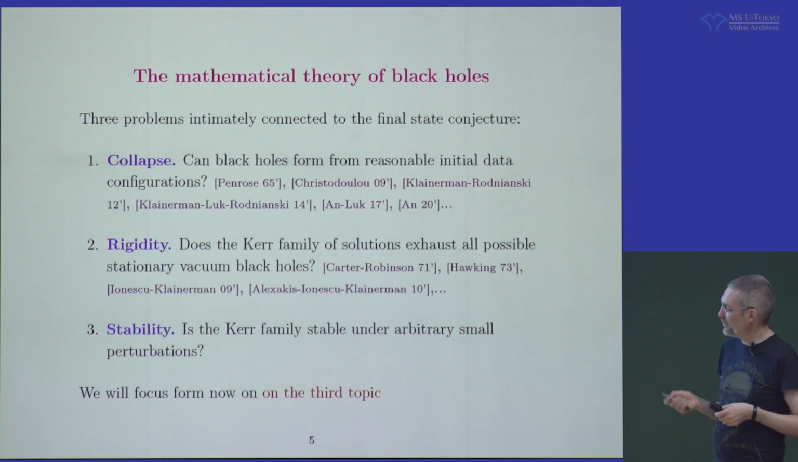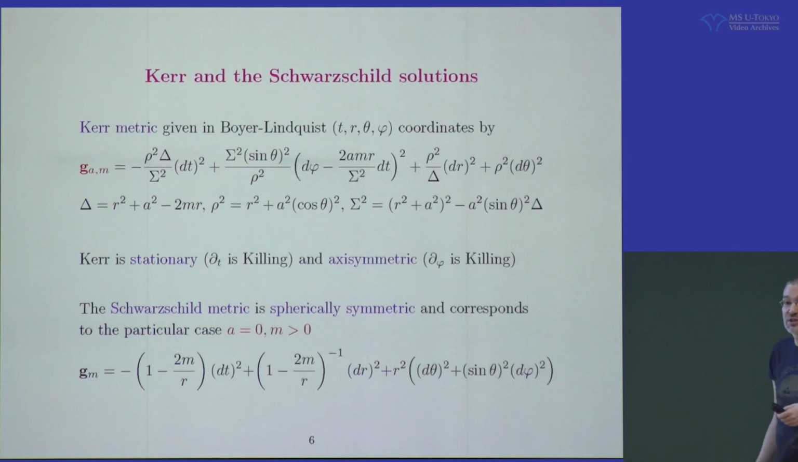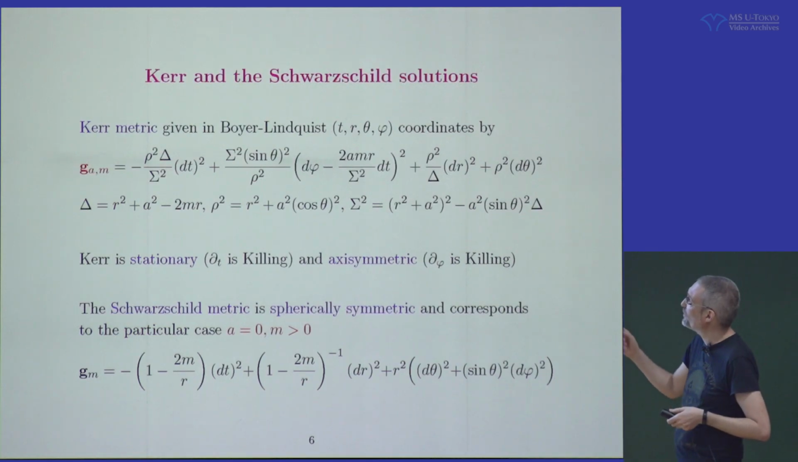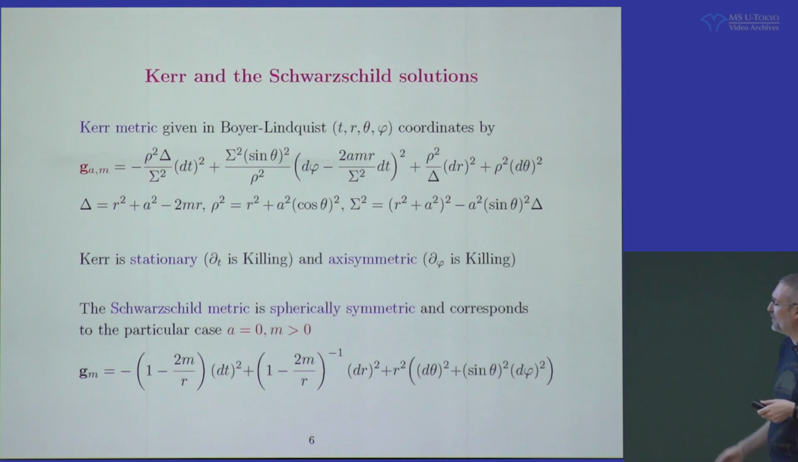Okay, so from now on, I'll just mention the third question about stability. But first of all, now that I talked a lot about the Kerr solution, let me just present to you what the Kerr family of metrics is. I'll spend 2 slides on explaining what they are, and let me start just with a formula. So you can actually write a formula down.